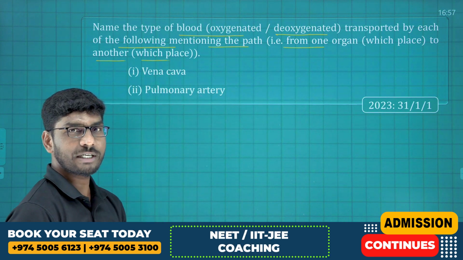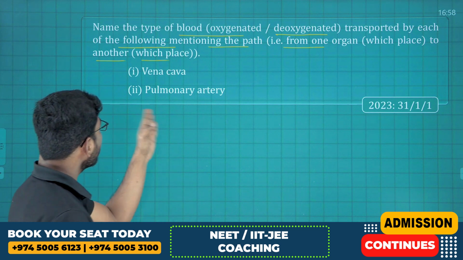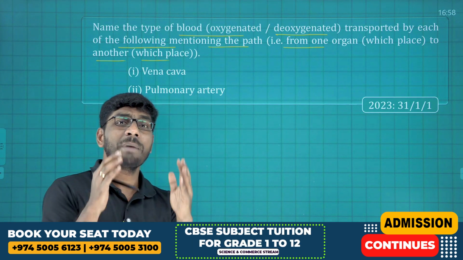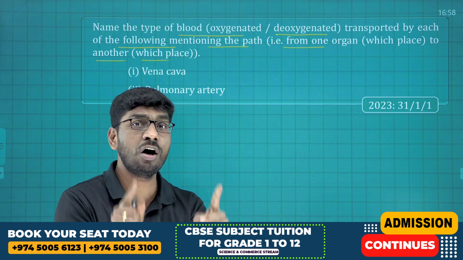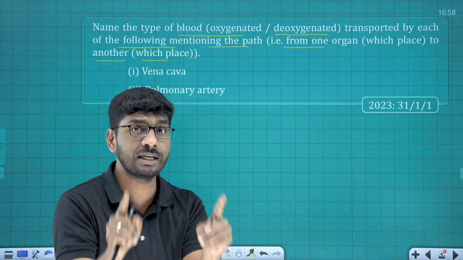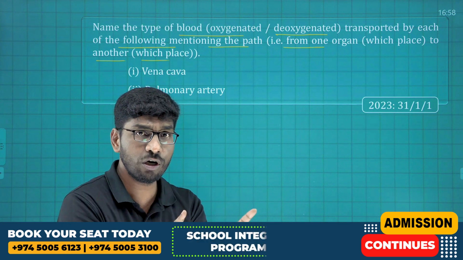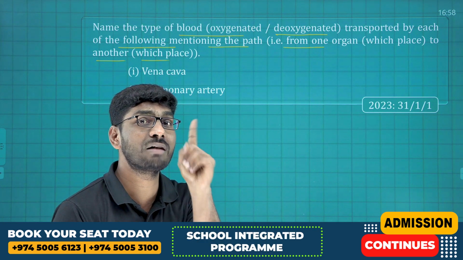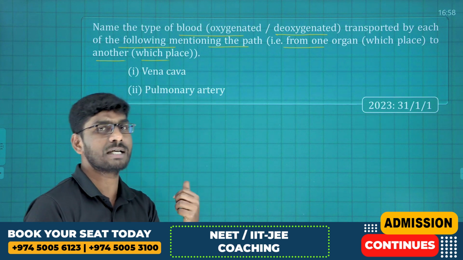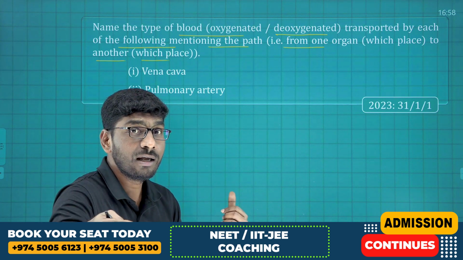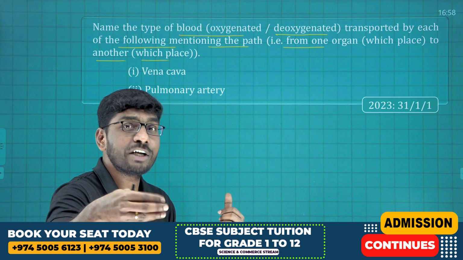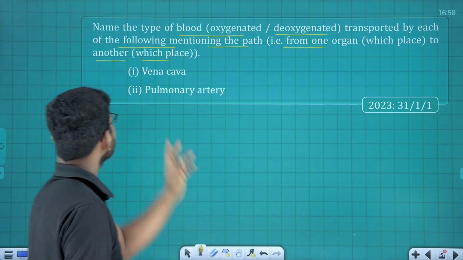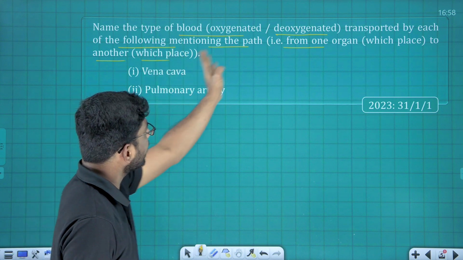They ask it for different places. 2 blood vessels are given: vena cava, and also pulmonary artery. We know all arteries transport oxygenated blood to all parts of the body except one artery. What is that? Pulmonary artery. Pulmonary artery supplies deoxygenated blood from the heart to the lungs. Am I clear? They're asking, name the type of blood, oxygenated or deoxygenated.